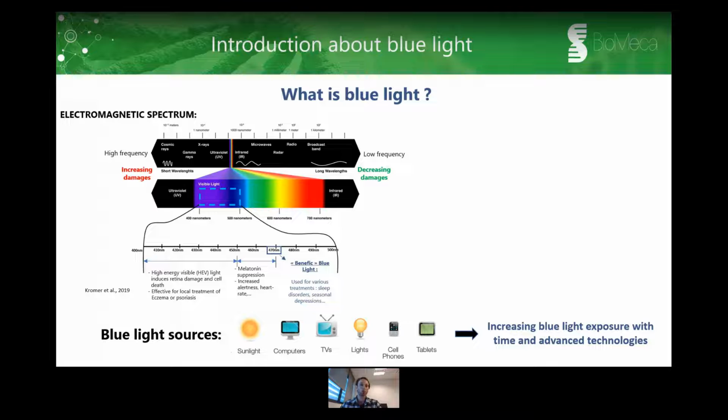As well, our consumer habits have evolved with time, and we spend more and more time every day looking at our screen, so we are more and more exposed to blue light every day.